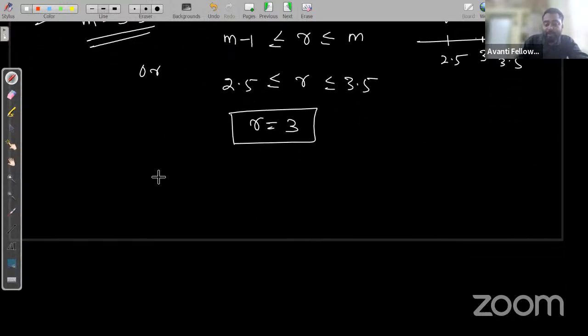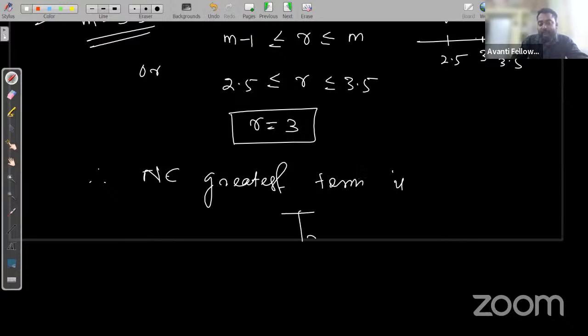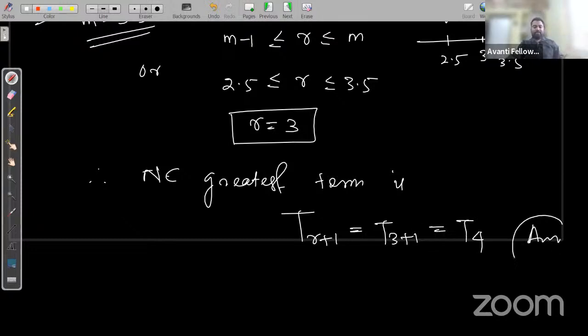greatest term will be T(r+1), that is T(3+1), which is equal to T4. Is it clear? So there are two cases.